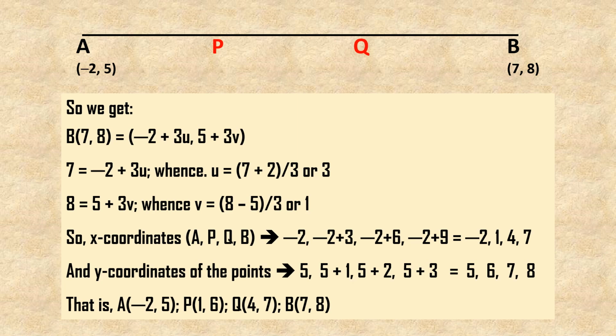Thus the coordinates are point A, -2, 5. Point P, 1, 6. Point Q, 4, 7. Point B, 7, 8.